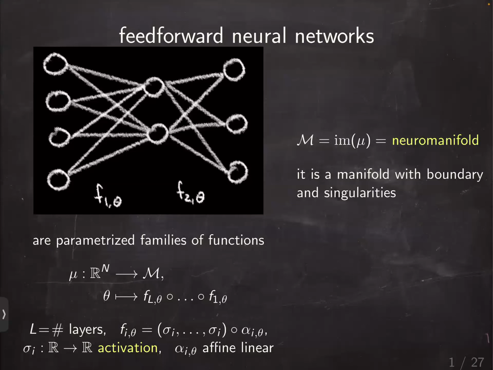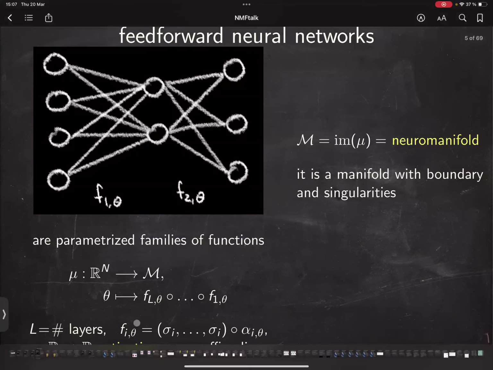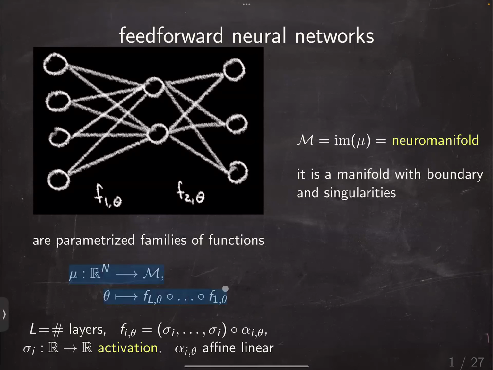And now, what is the neural manifold? It's the central definition here, and it comes directly now. It's just the image of this map. So it's the set of all functions that a fixed network architecture can parameterize. Sometimes people are a little bit confused about this definition, because this map mu here on the left of the screen is not a single function that eats the input vector and then outputs something. It parameterizes the set of all functions that you could ever hope to achieve with a fixed network architecture.